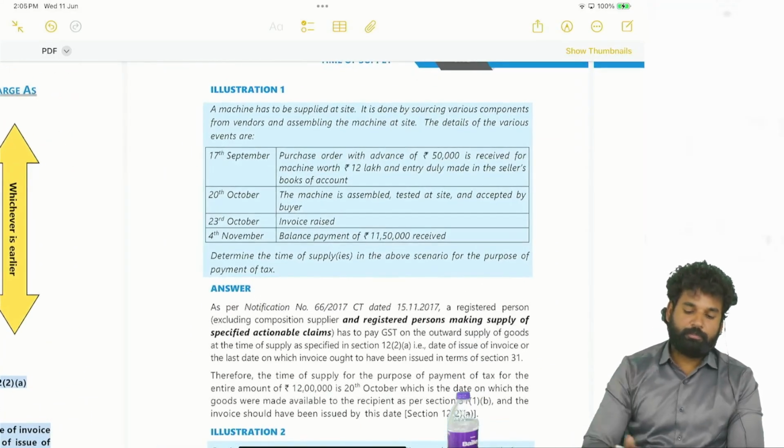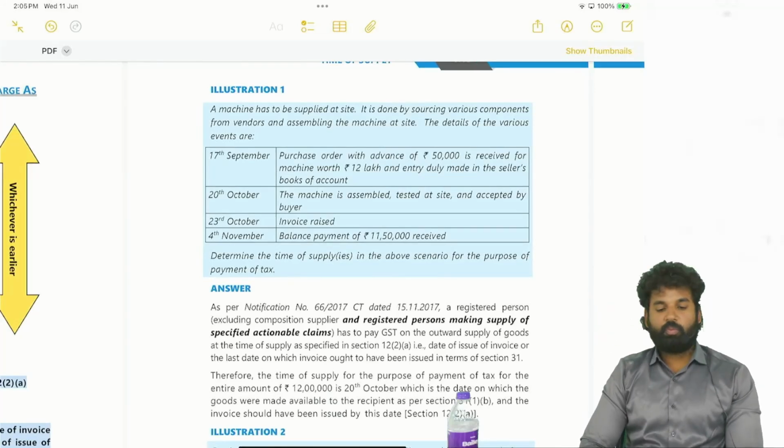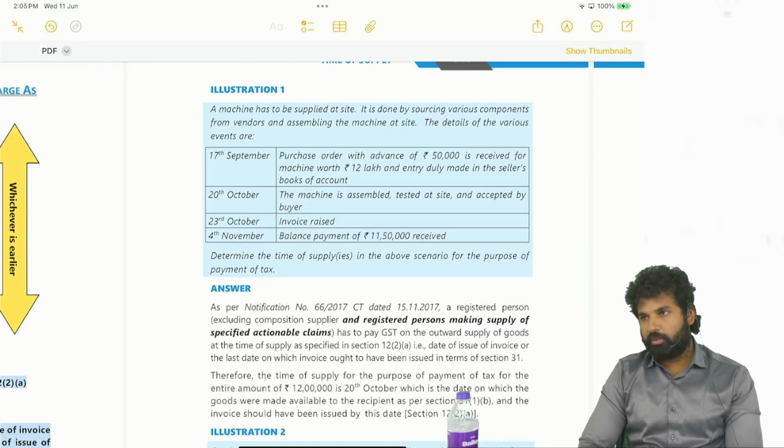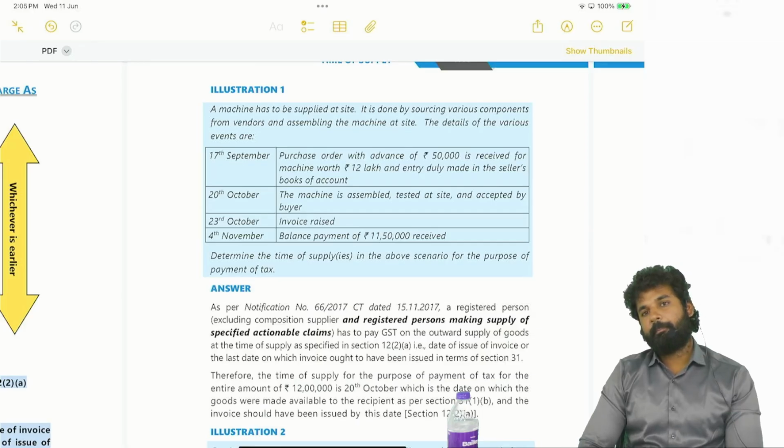What is the time of supply? Which section will come? Section 12, time of supply of goods. Forward charge mechanism or reverse charge mechanism? Forward. Forward means which subsection? Section 12, subsection 2. What is there in that? Generally, what is the general provision for that? Section 12, subsection 2, what is the general provision?